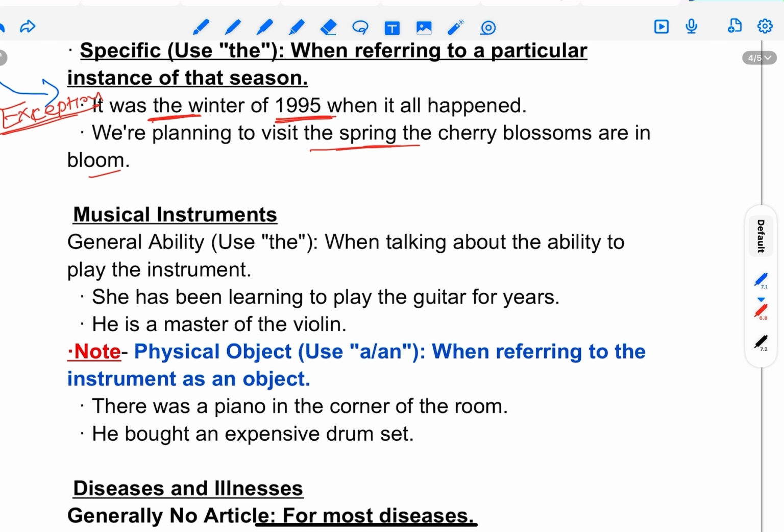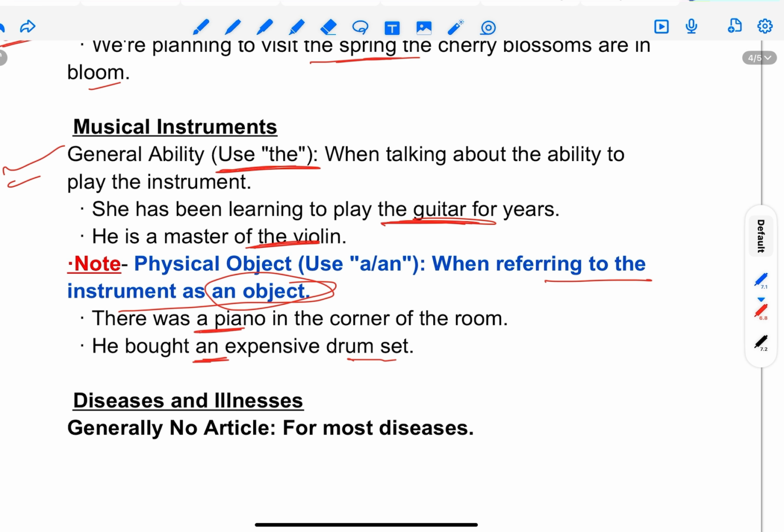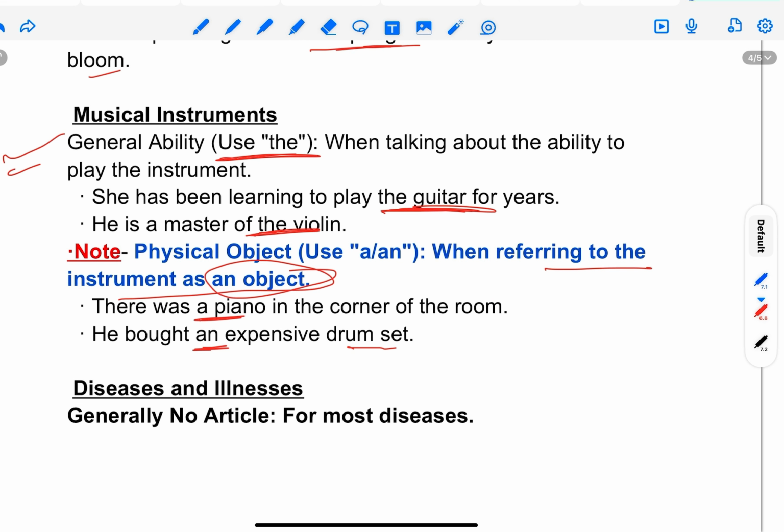We use the article the before the names of musical instruments when talking about the ability to play them. He has been learning to play the guitar, the harmonium, the violin. So musical instruments take the article the. But when referring to the instrument as an object, we use a and an. A piano was kept in the corner of the room. He bought an expensive drum set. In such situations, we use a and an. But generally, musical instruments take the article the before them.